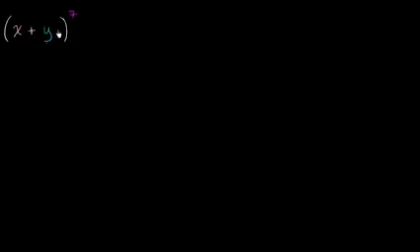So I'm going to take x plus y to the 7th power. That's going to have 8 terms. How do I know that? Well, x plus y to the first power has 2 terms. It's a binomial. X plus y squared has 3 terms. X plus y to the 3rd power has 4 terms. So this is going to have 8 terms.